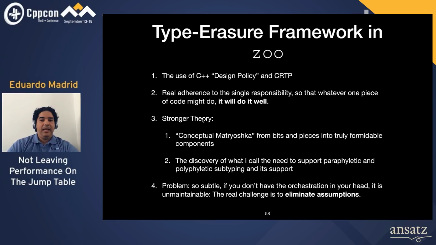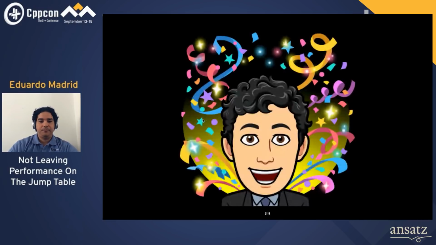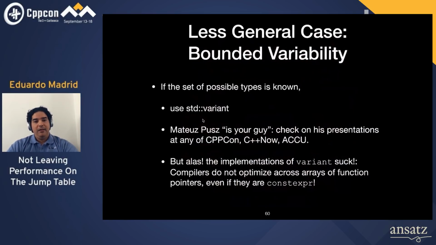Okay, why is Su better? Because it has a stronger theory. I am very proud of this component. Okay, so there is a less general case, which is the bounded variability. When you know all the types, Mateusz Pusz is your guy. Please check on his presentations or any of the conferences of importance. But again, variant implementations do suck.